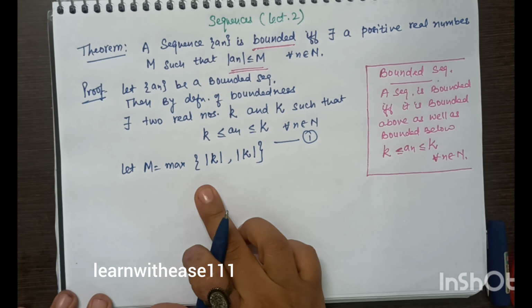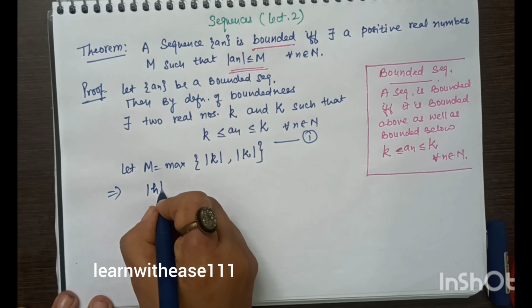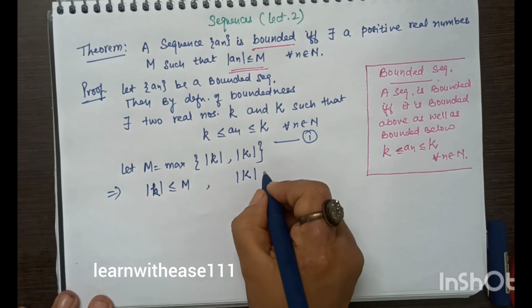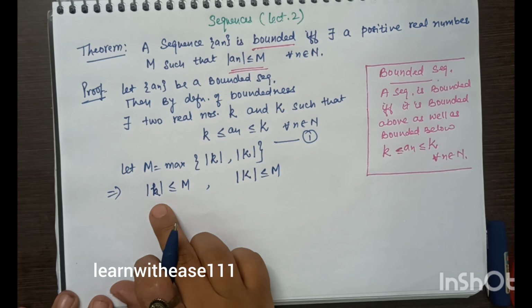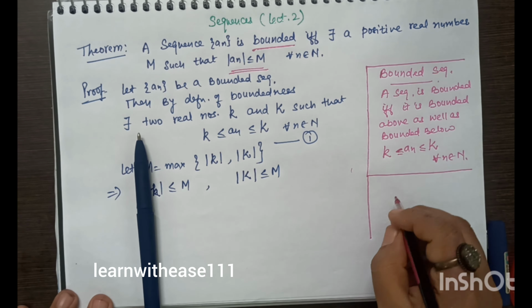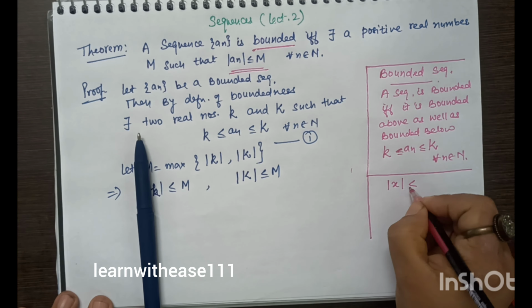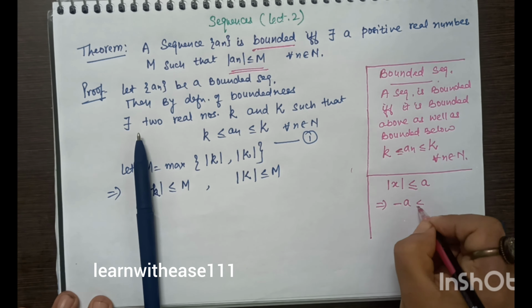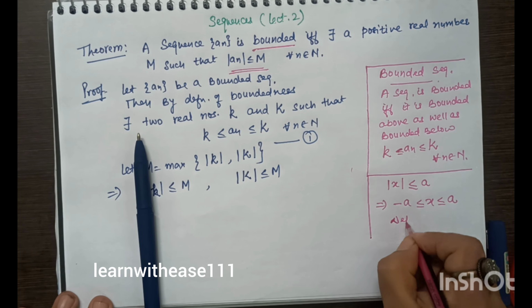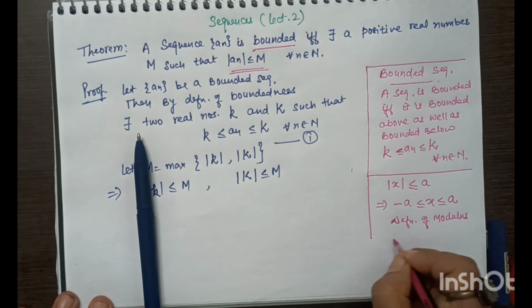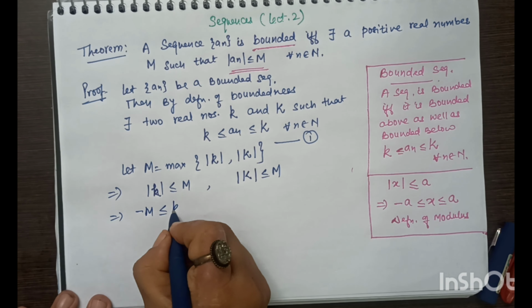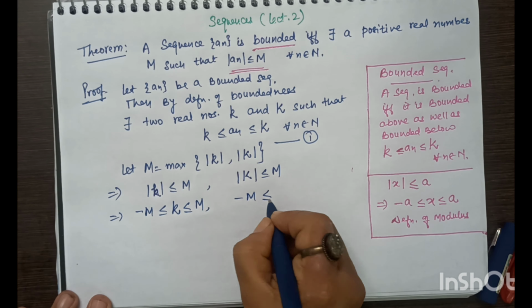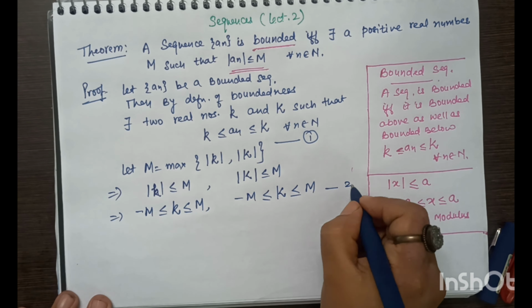Here we are assuming that M can be found as the maximum of the positive quantities of these bounds, |k| and |K|. Since M is the maximum, M will be greater than or equal to both values. This is by the definition of maximum. Now to understand the modulus concept, |x| ≤ a implies x lies between −a and a, and this criterion holds both ways. This is the definition of modulus. Applying the definition here, −M to M will be the boundary for small k and capital K both. Now this is equation number 2.